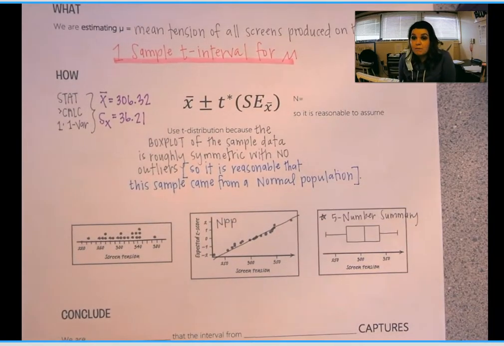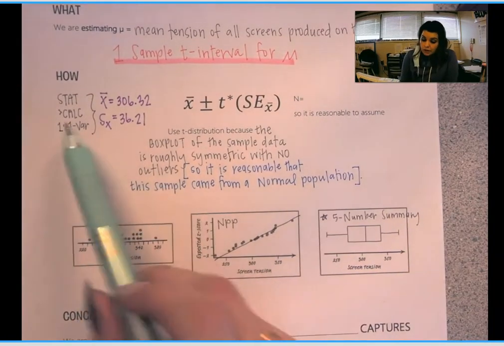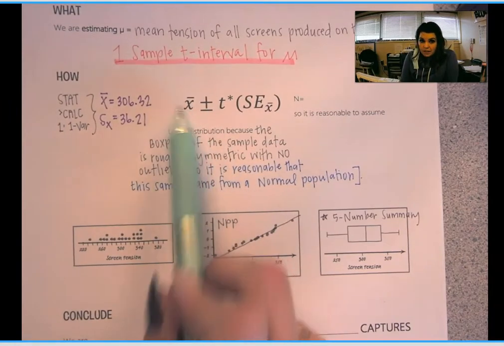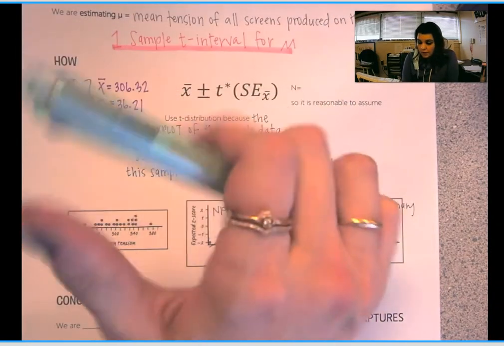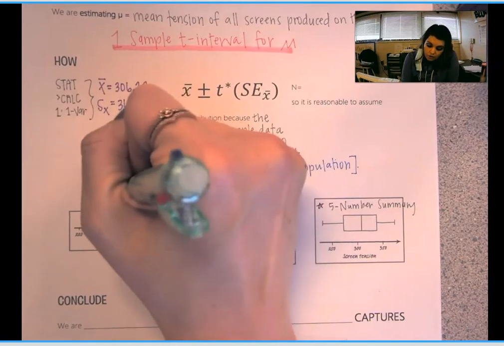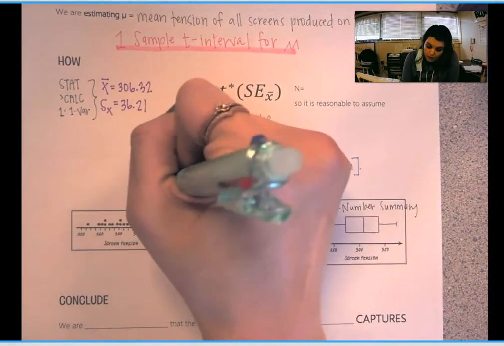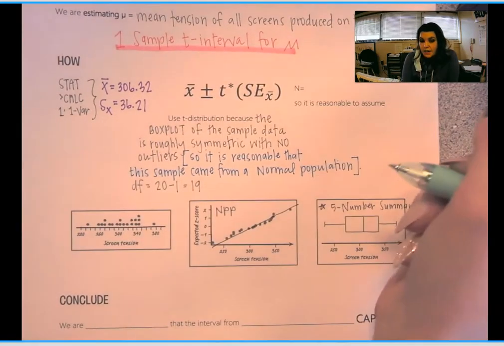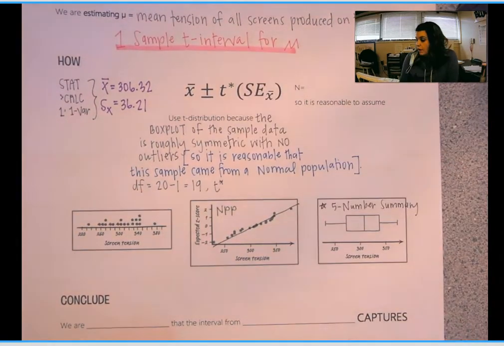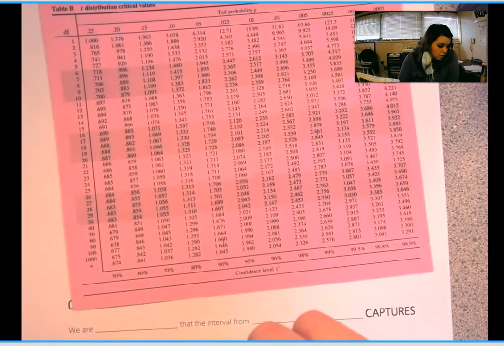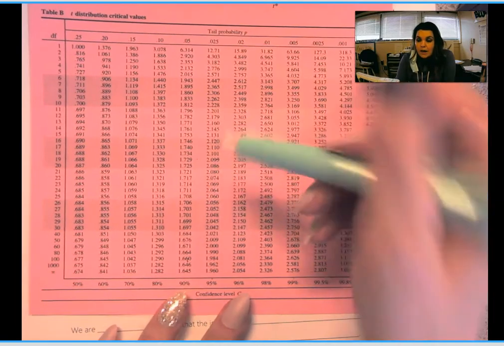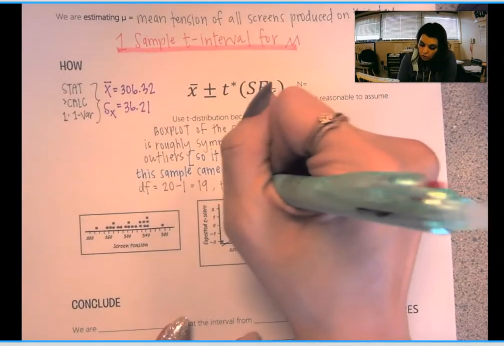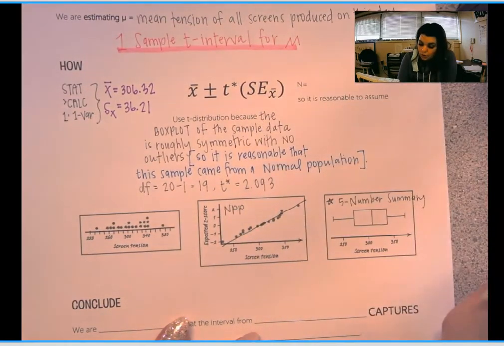Okay, we've been doing this problem for like 20 minutes now, and we're only like halfway done. So, I calculated my statistics. I determined that I can use a T procedure, so now I'm going to find my T critical. My degrees of freedom are 20 minus 1, which is 19. So if I look this up on my pink table, I go to 95% at a sample size of 19, and that gives me a critical value of 2.093.